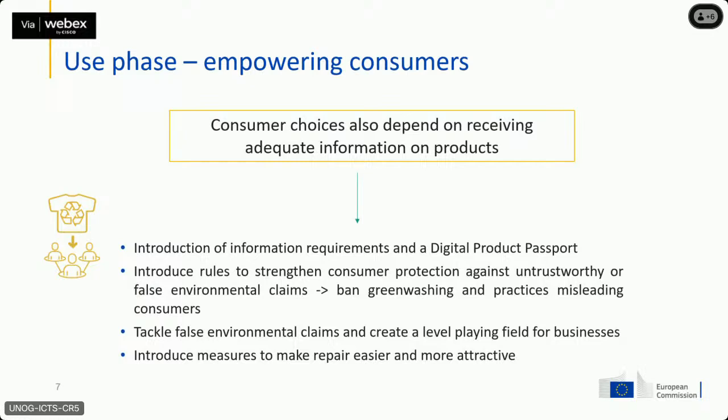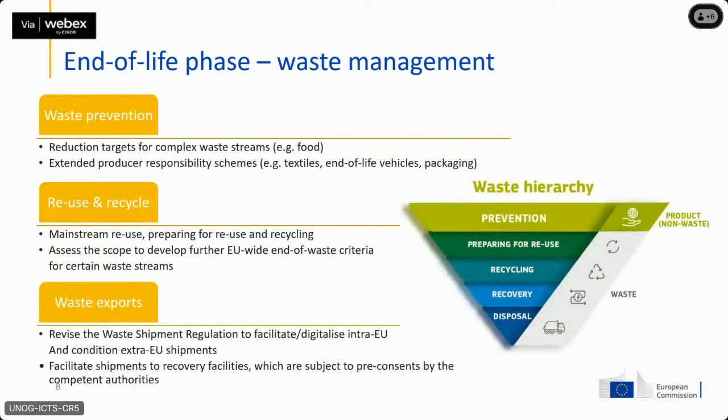And one element which is also quite important is the introduction of information requirements under the digital product passport, which basically allows you through QR codes and so on to track the products over their lifetime, and also to understand what kind of materials are included, which is good for recycling, of course, but also in terms of what kind of recycled content and so on is included here.